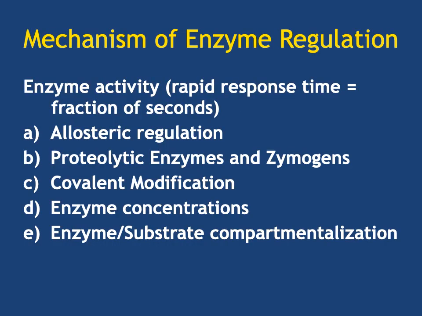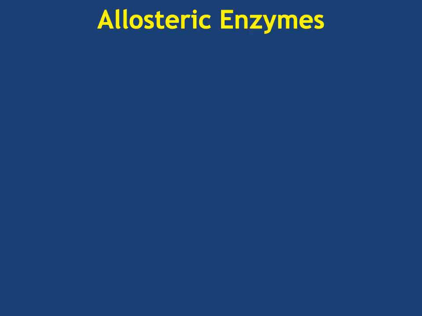There are 5 ways in which you regulate an enzyme, and these are shown in this slide, the mechanisms of enzyme regulation, and we will go to them one by one. First is regulation through allosteric enzymes.